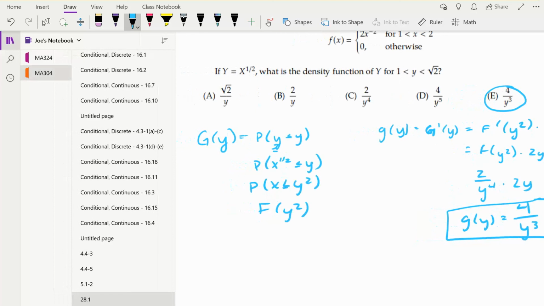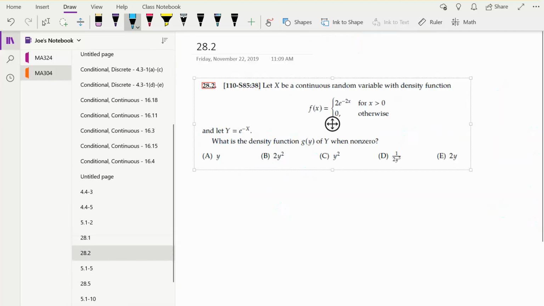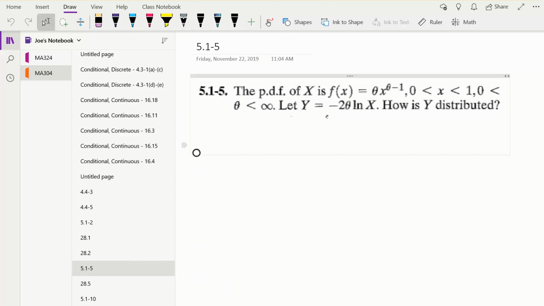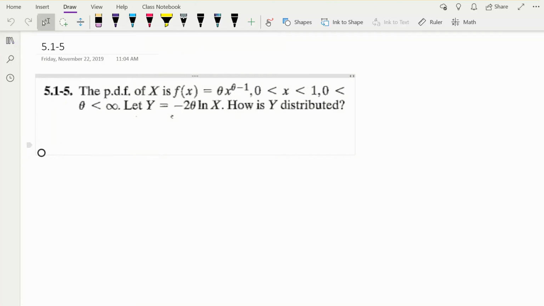All right? Yeah, okay, well, if you understand that one, I'm not going to bother with that one. Let's see if we can do this one. Mainly to see if you can identify what the distribution of y is.